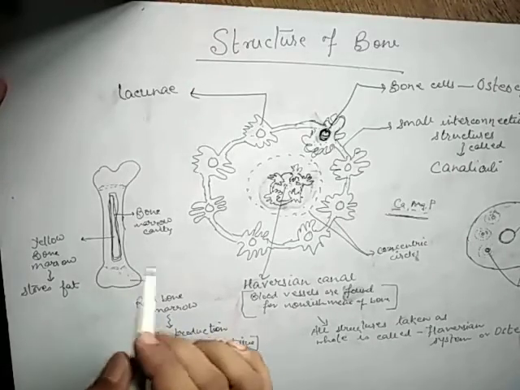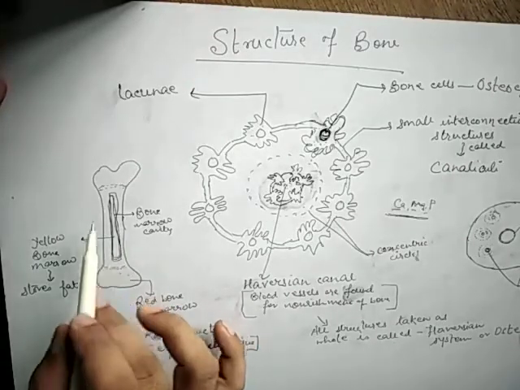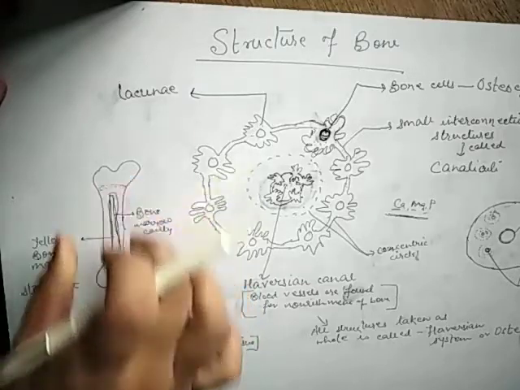Now class 7, let's come to this diagram. Okay, this is the structure of the bone.